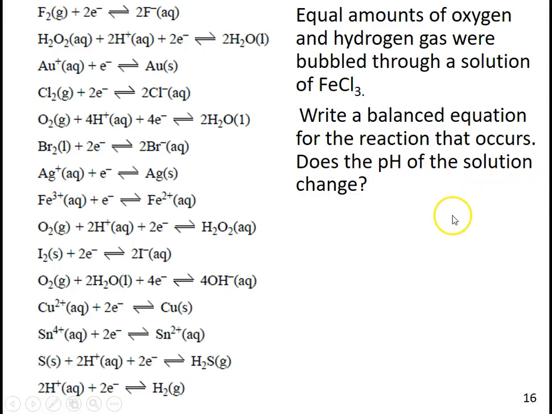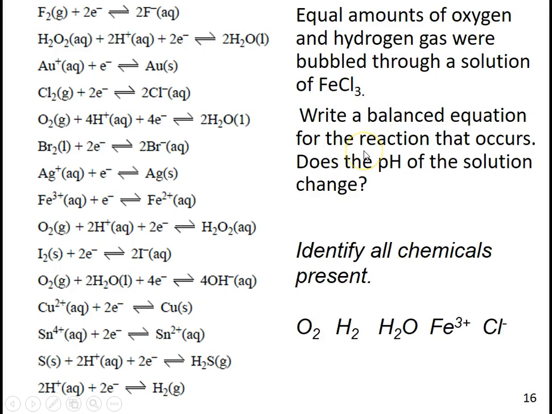Alright, equal amounts of oxygen and hydrogen will bubble through a solution of iron chloride. Write a balanced equation for the reaction that occurs. Does the pH of the solution change? So you need to identify all the chemicals that you've got. So you've got oxygen and hydrogen gas. You've got a solution. So you've got water, you've got iron 3+ ions, remember, cross it over, and you've got chlorine ions. Okay, so find them all, circle them all. Okay, that's all of them.